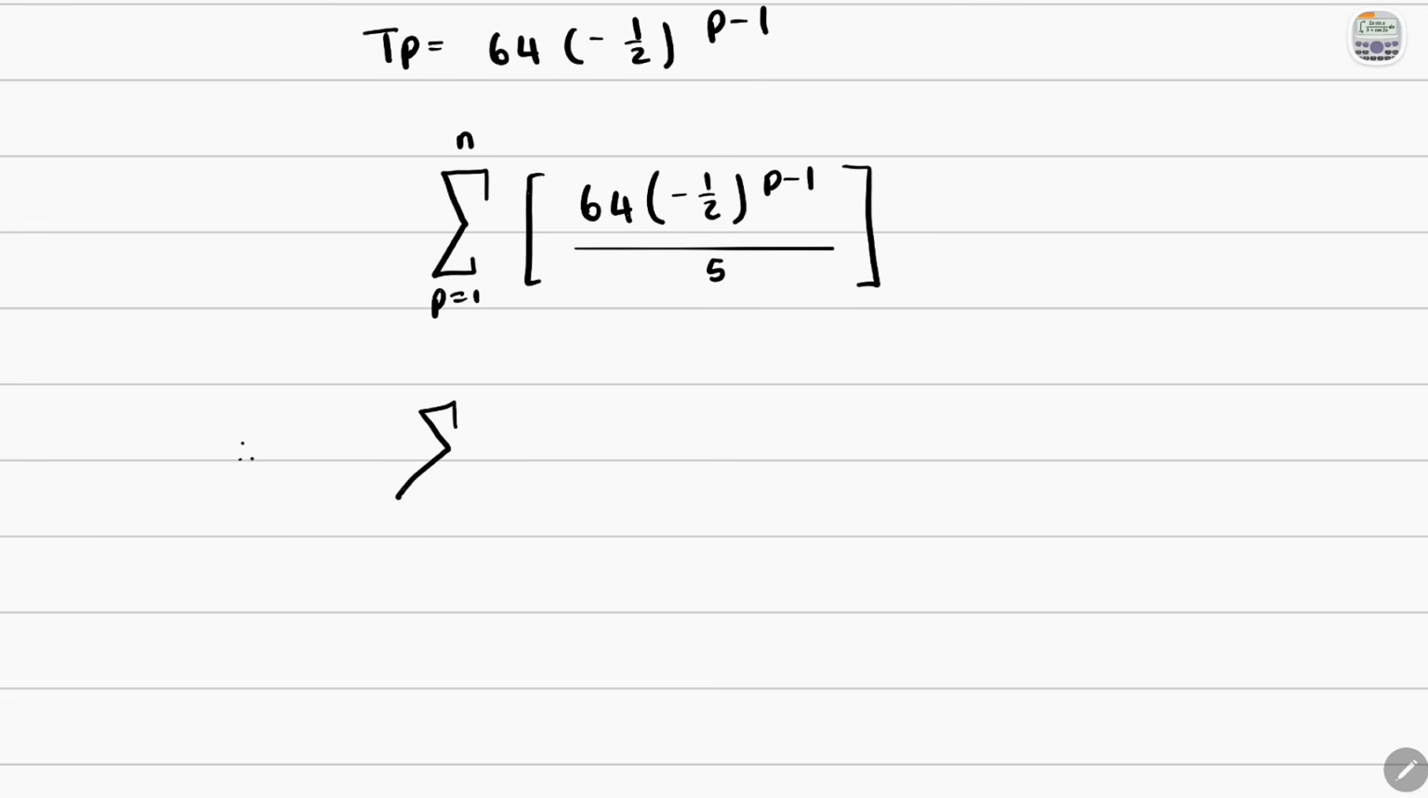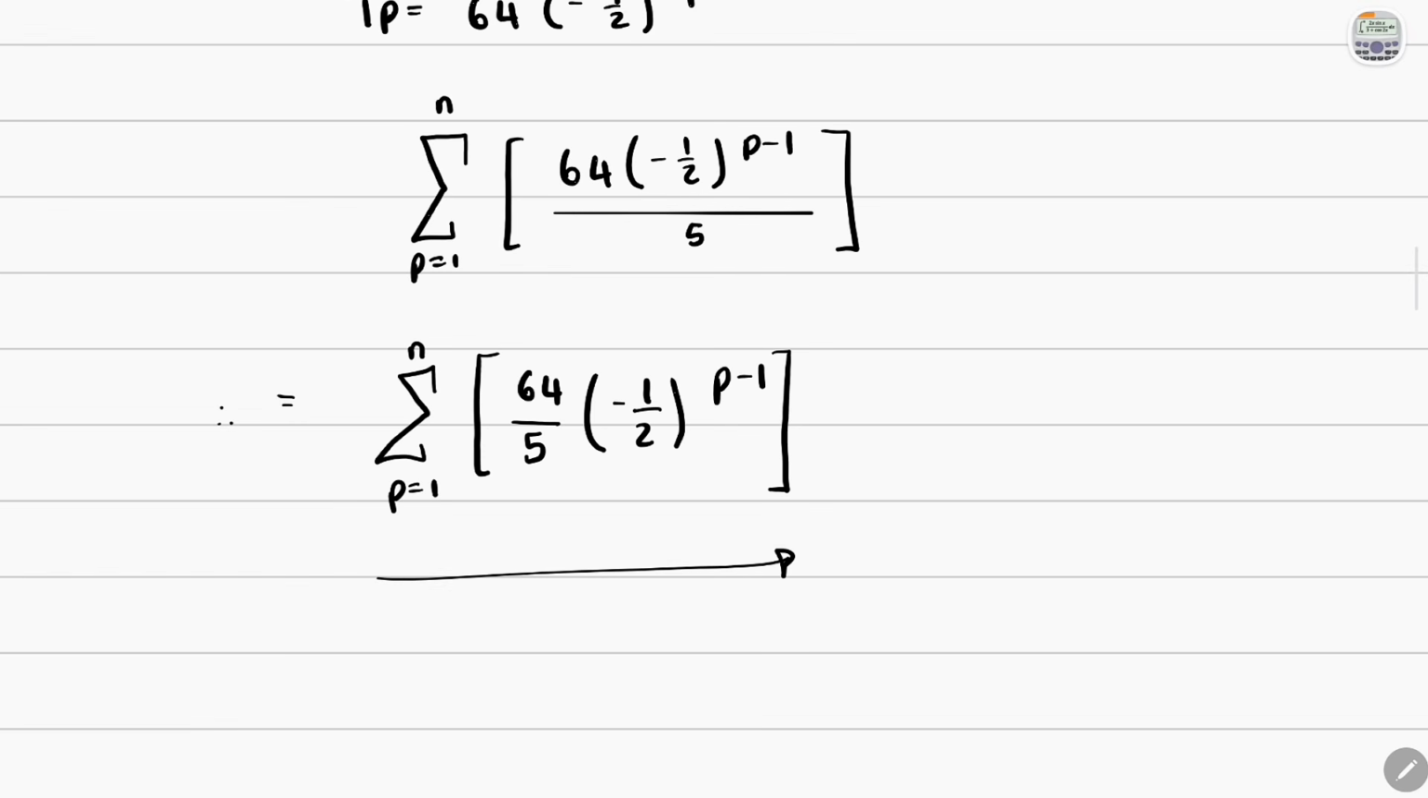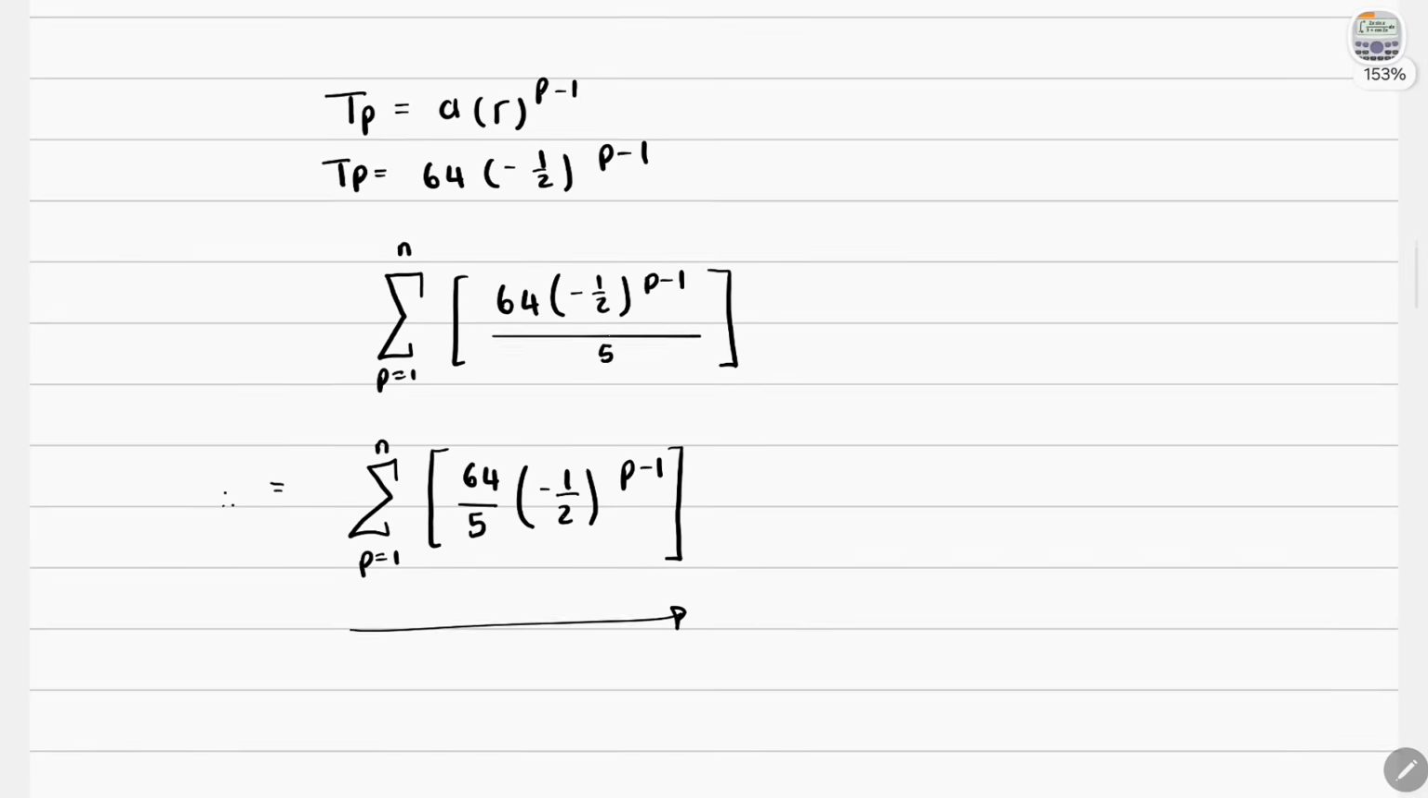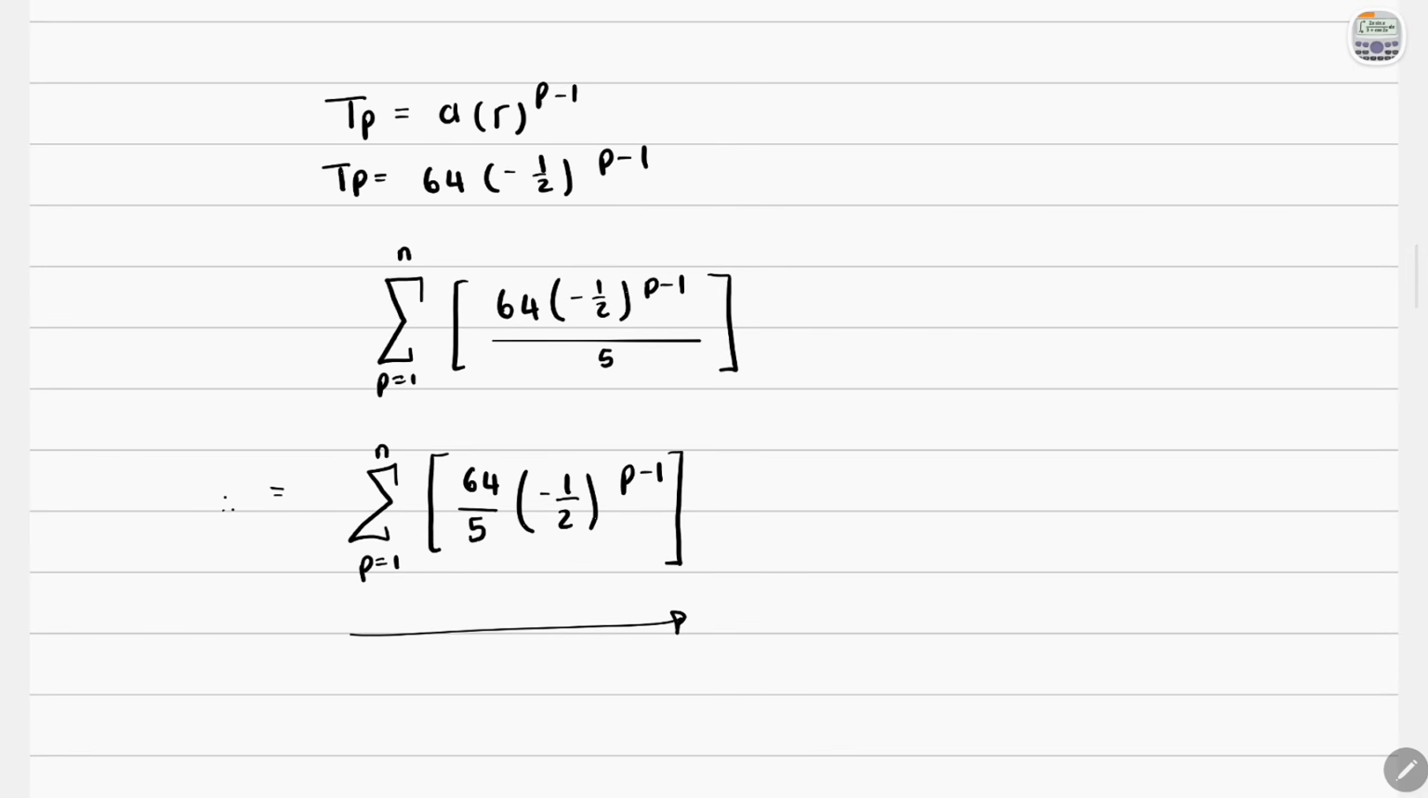Okay, so it is the sum. We have where p is equal to 1, starts at 1, ends at n, and then we can put the 64 over the 5. So we can write it as 64 over 5 multiplied by negative a half raised to the power of p minus 1. And there we go. So that would be the series in sigma notation. Moving on to the next question.